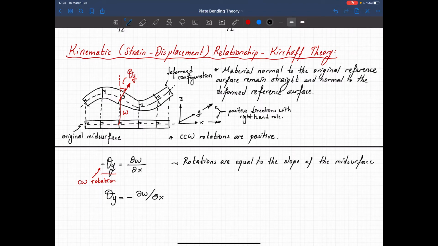Now if I write the same thing for the x direction, now with the right hand rule, the rotation in the x direction is counterclockwise. So I can write the same equation as follows. Theta x should be equal to del w over del y. Okay.